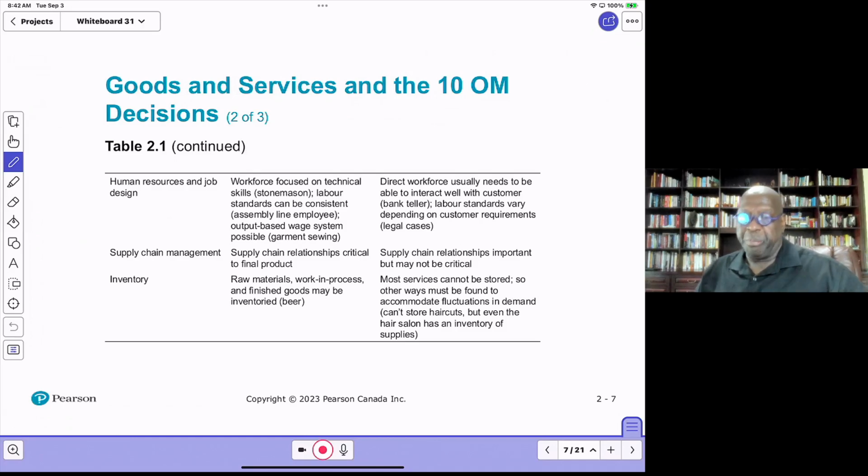Supply chain management for products and services, again, can be different. In terms of services, most services, you have to inventory the products that go into creating the service. In terms of products, you will inventory raw materials, and you could also inventory the final product, which is a tangible good as well, right?